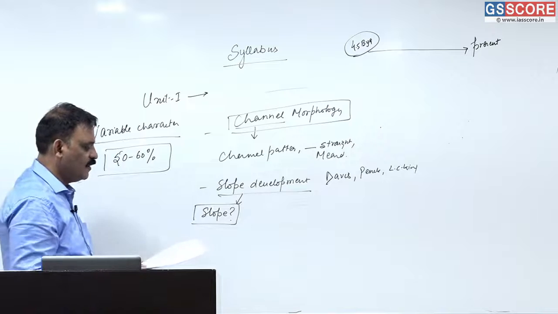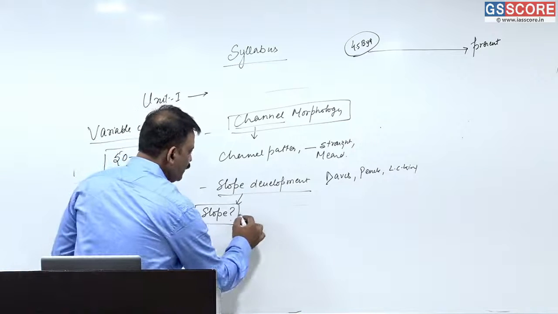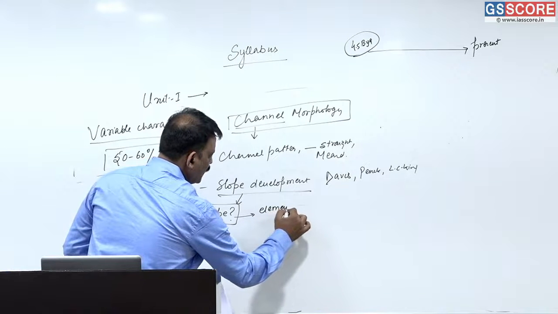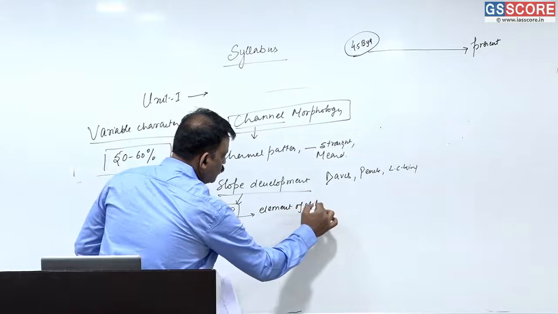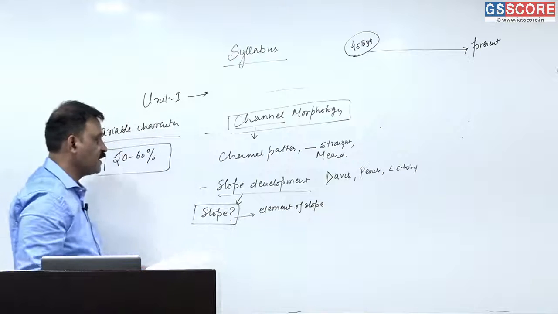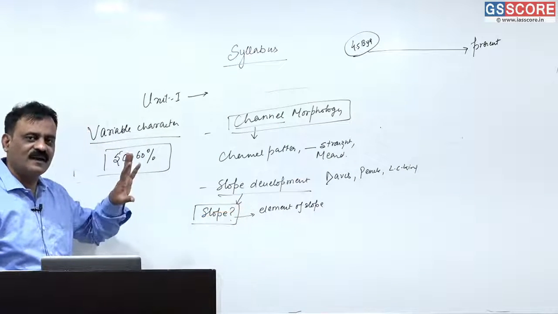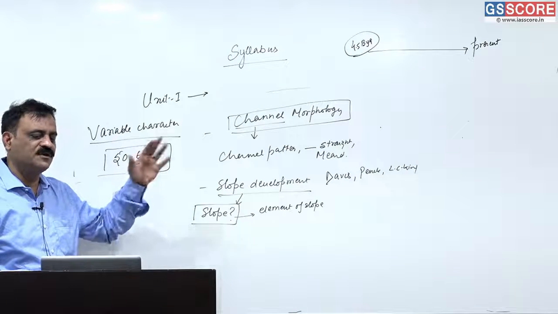Okay, so that we are going to study in this one, and you are expected to study about the slope and the elements of the slope, what are the elements of the slope, and how the slope varies from one place to another. Another important point, variable character, how the slope varies from one climate to another or from one geography to another.